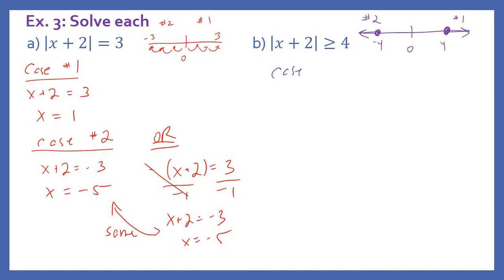Case number 1. And if you're thinking, do you have to write case 1 and case 2? I would say the answer is yes. You should show me what you're doing. So x plus 2 has got to be greater than or equal to positive 4. Working with inequalities is the same. Treat them like equal signs. So bring the 2 over, becomes minus 2. 4 minus 2 is 2. So there's one solution. Case number 2.